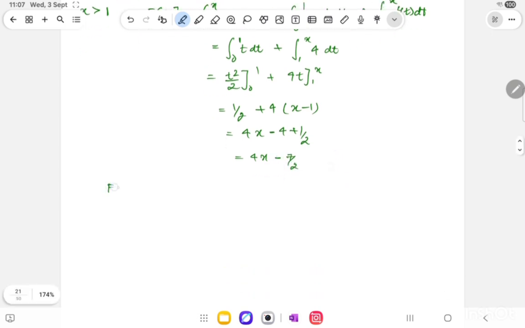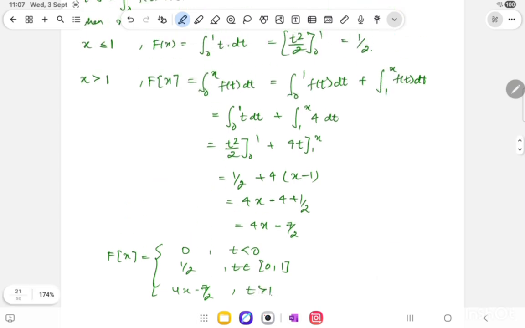So my capital F(x) function is 0 when x is less than 0, 1 by 2 when x belongs to the closed interval 0, 1, and 4x minus 7 by 2 when x is greater than 1.